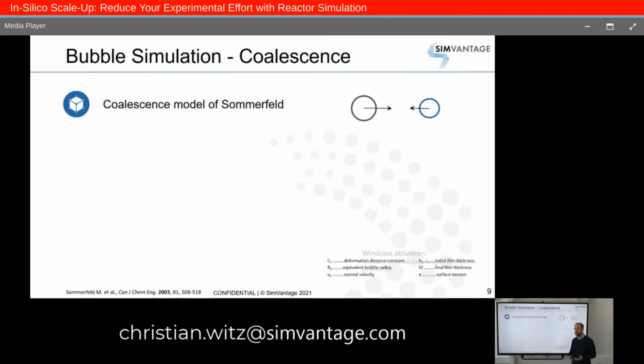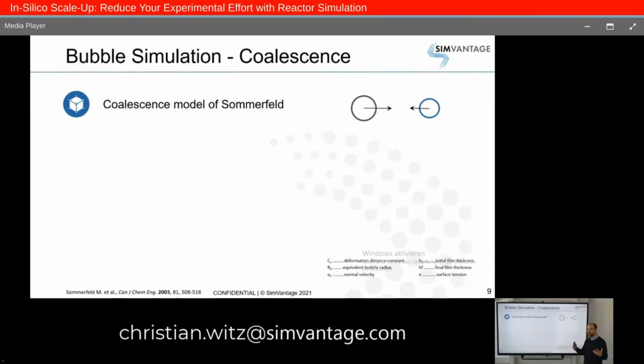What the bubbles can do if they move around is that they collide with each other. If they now collide with each other, two things can happen. And to choose which of the two things is happening, we use the coalescence model of Sommerfeld. Either the two bubbles collide and separate again, just exchanging momentum, or this little tiny film between those bubbles, when they touch, ruptures and a big bubble is formed, and then a coalescence event is taking place.